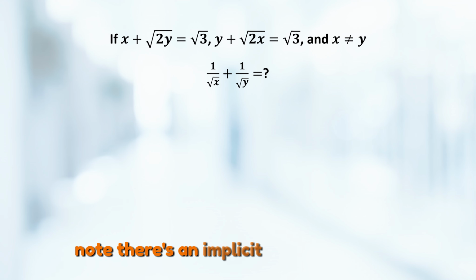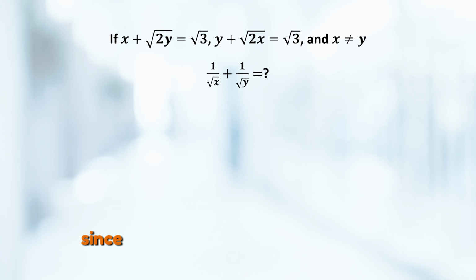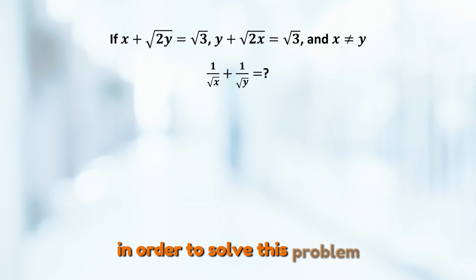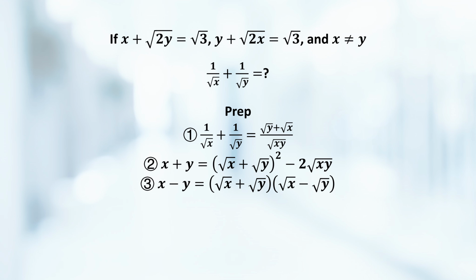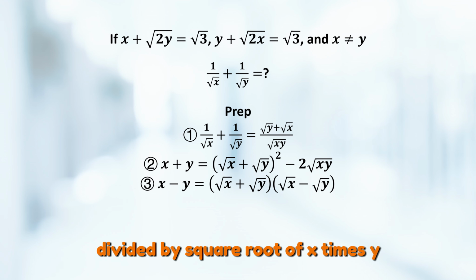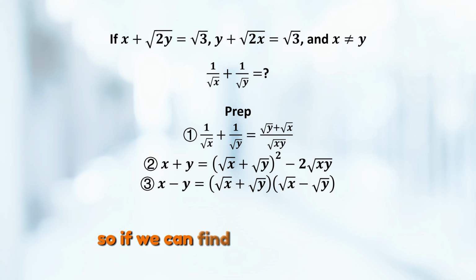Note there's an implicit assumption here that both x and y are greater than 0, since we are not dealing with complex numbers here. In order to solve this problem, we need the following 3 pieces of information. First, 1 over square root of x plus 1 over square root of y equals square root of y plus square root of x divided by square root of x times y. So, if we can find the values of the denominator and the numerator separately, we'll be able to solve this.